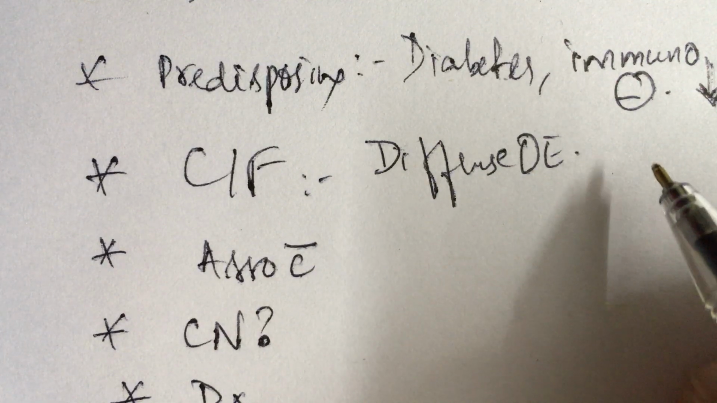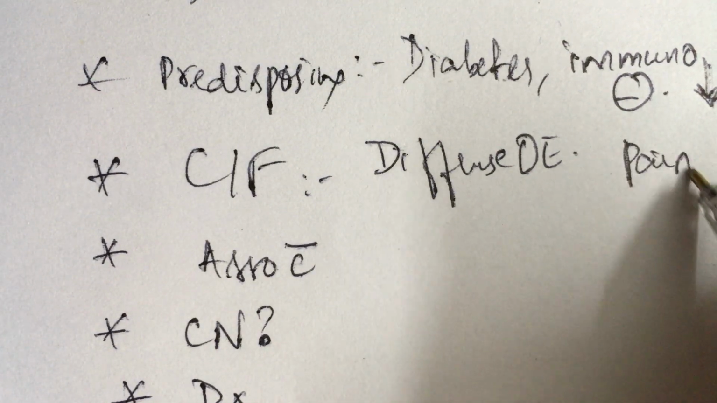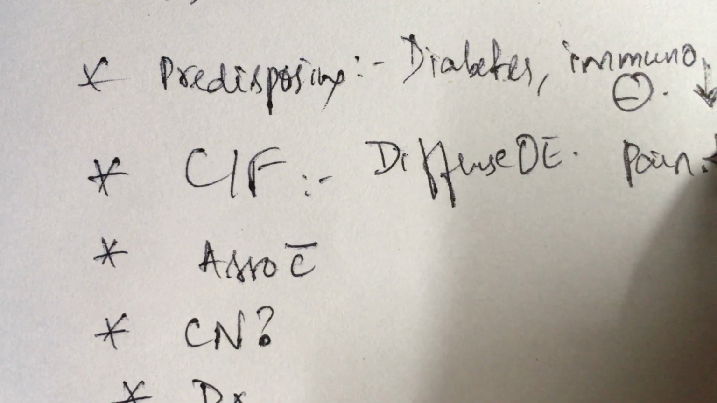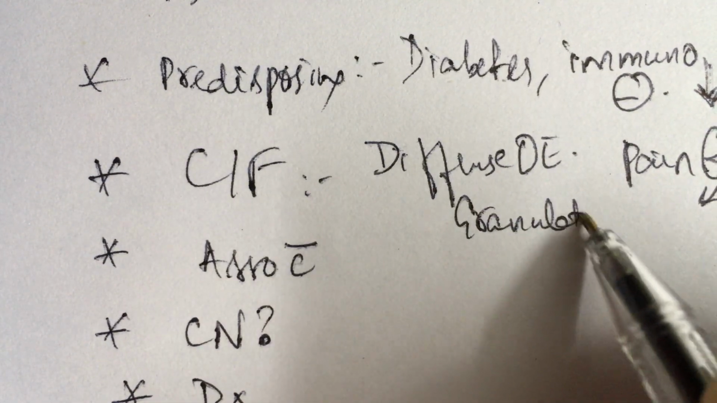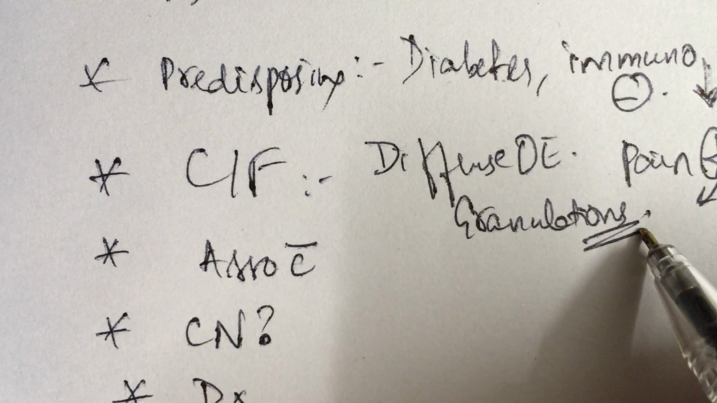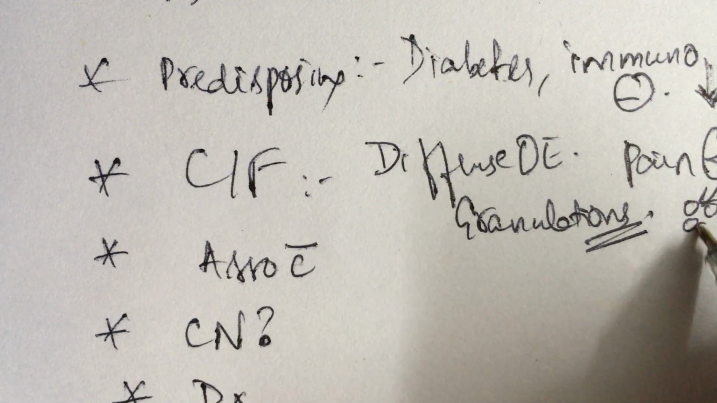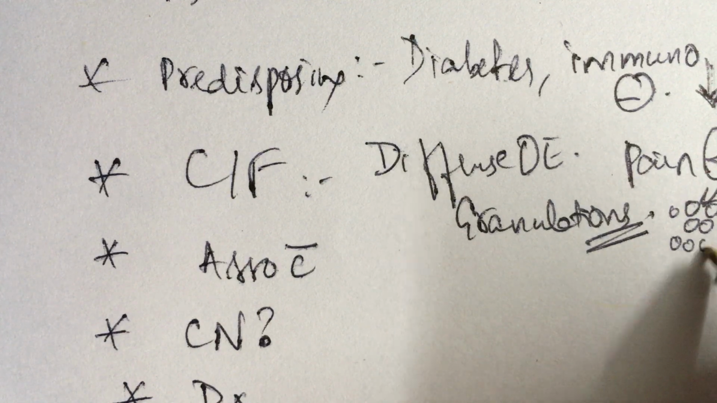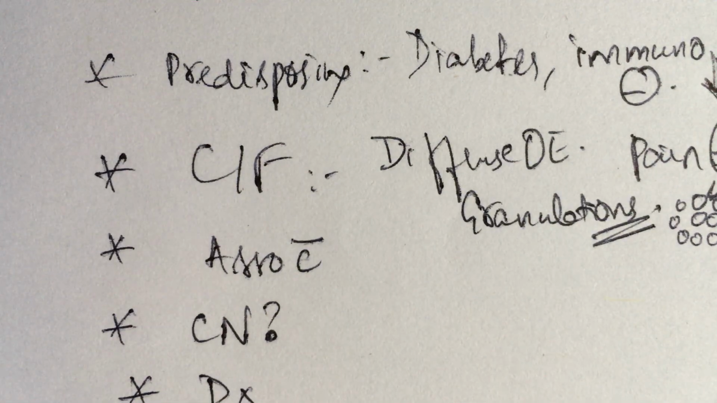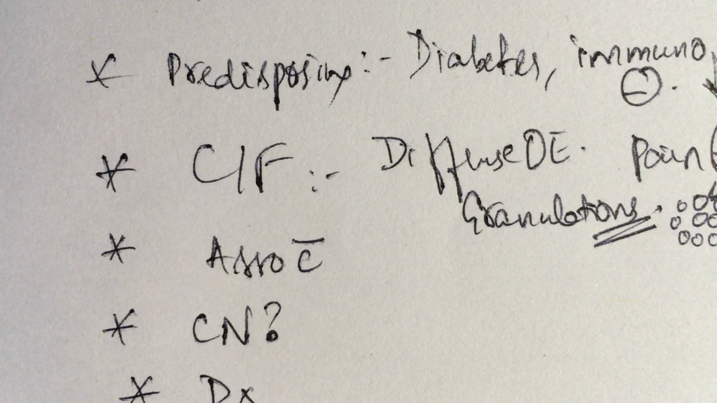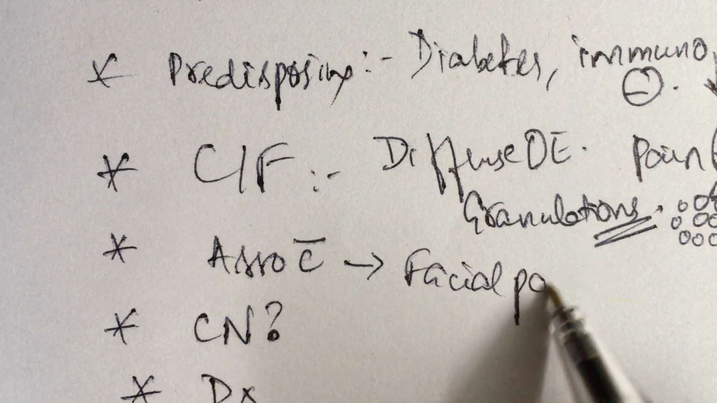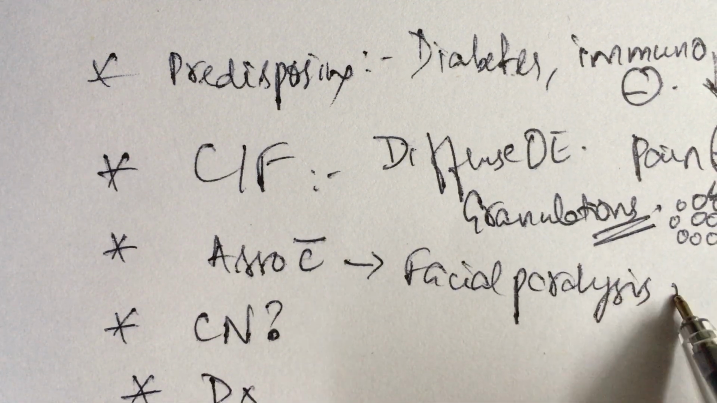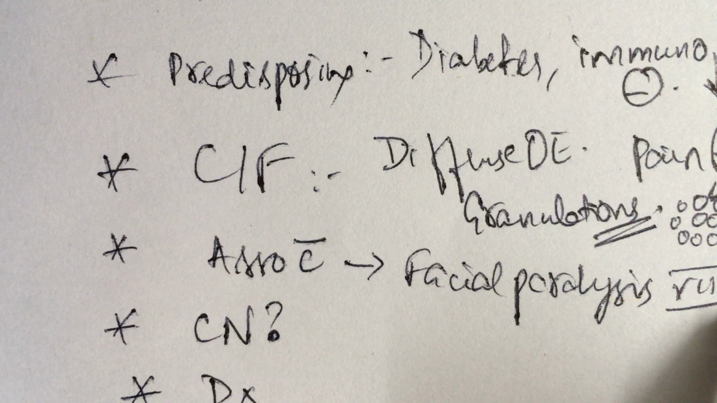Well, clinical features are pretty much similar to the condition called diffuse otitis externa, where there's going to be excruciating pain of the ear, but the striking feature is that there are going to be granulations seen here. Basically we will see granules of pus or necrotic debris. Often it's going to be associated with facial paralysis, because facial paralysis means the facial nerve is involved.